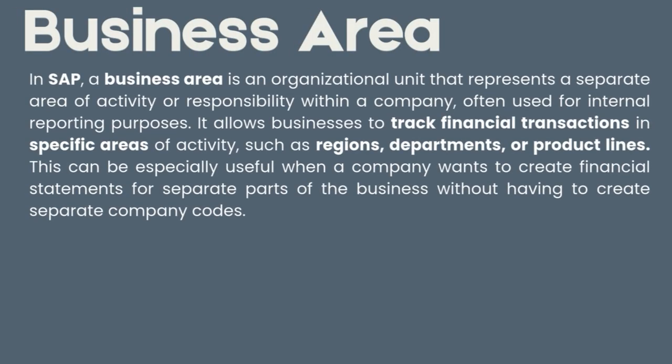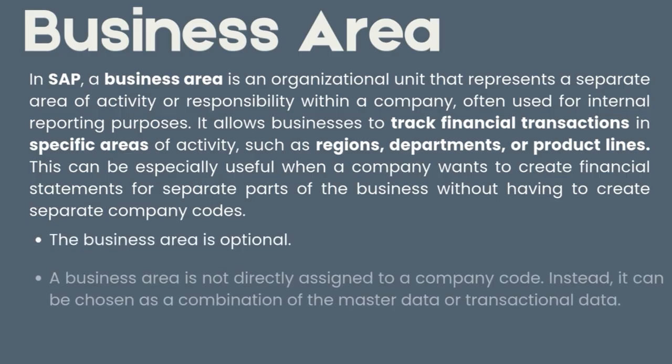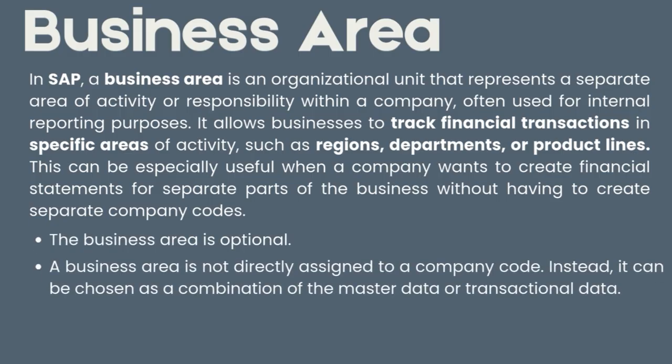In SAP, a business area is an organizational unit that represents a separate area of activity or responsibility within a company, often used for internal reporting purposes. It allows businesses to track financial transactions in specific areas of activity, such as regions, departments, or product lines. This can be especially useful when a company wants to create financial statements for separate parts of the business without having to create separate company codes. The business area is optional. A business area is not directly assigned to a company code.